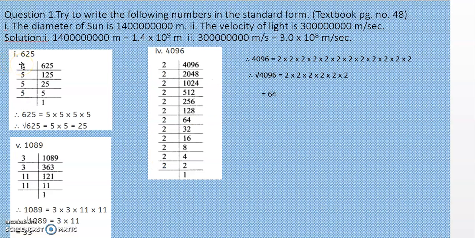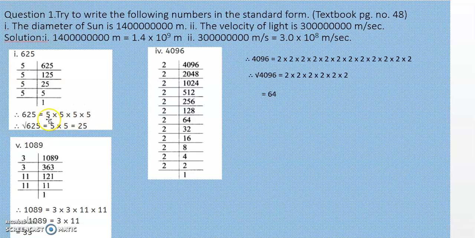Suppose it is 625. You know it is divisible by 5. So 5 ones are 5, 5 twos are 10, then 5 fives are 25, and like this 125. Then 5 25s are 125. Then 5 5s are 25, then 5 ones are 5. You can do it this way and then write the factor method. 625 is split into 5 into 5 into 5 into 5. This is the prime factor method.